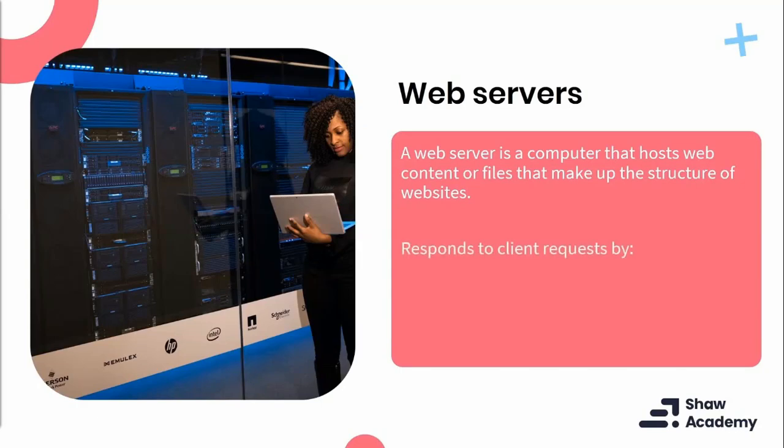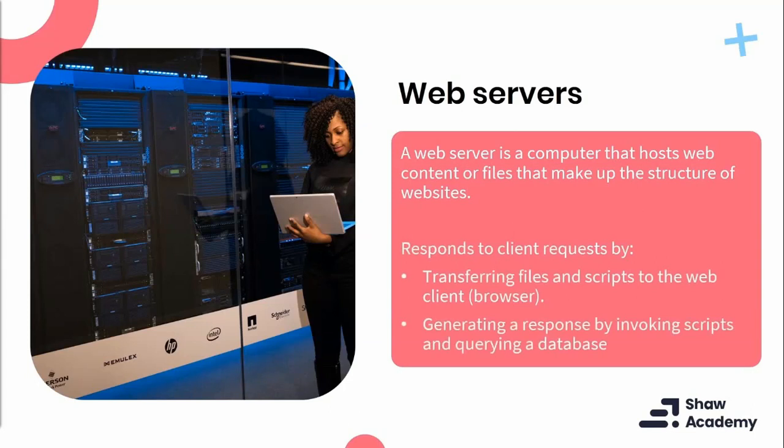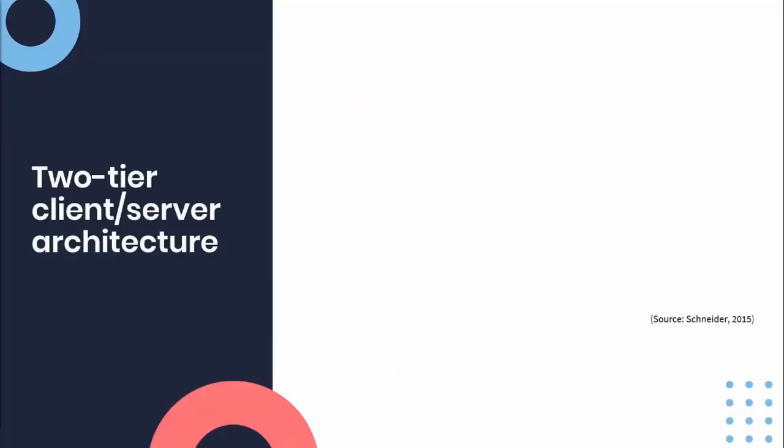But essentially, a server responds to client requests by transferring files and scripts from the web server to the web client, which is the browser like your Google Chrome, your Firefox. And then by doing this, you generate the response by invoking scripts and sometimes querying a database. Now, yes, that can seem like a mouthful. So let's have a look at an architecture to grasp a better understanding. Now, let's start off by visiting the two-tier client architecture.